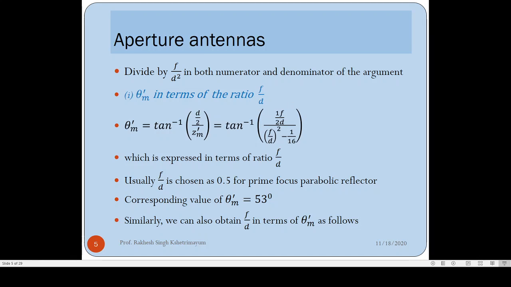Usually for the practical parabolic reflector antennas, f by d ratio is taken as 0.5. What I am mentioning is for prime focus parabolic reflector. There are many types of reflector. We'll discuss that one by one in the later part of this lecture. And for that particular case, you can plug in the value f by d is equal to 0.5. Then you can find out theta m dash. Theta m dash turns out to be around 53 degrees.